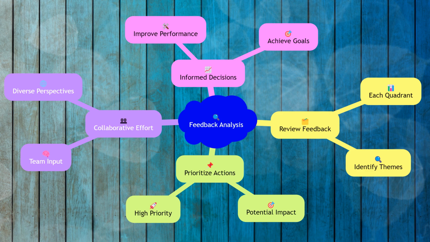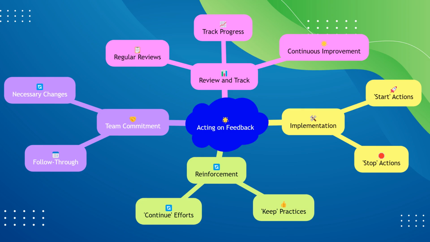This involves reviewing the feedback in each quadrant, identifying common themes and patterns, and prioritizing actions based on their potential impact. The analysis should be a collaborative effort with input from all team members to ensure that different perspectives are considered. By thoroughly analyzing the feedback, teams can make informed decisions about what actions to take to improve their performance and achieve their goals. Acting on feedback is the most critical step in the feedback grid process.